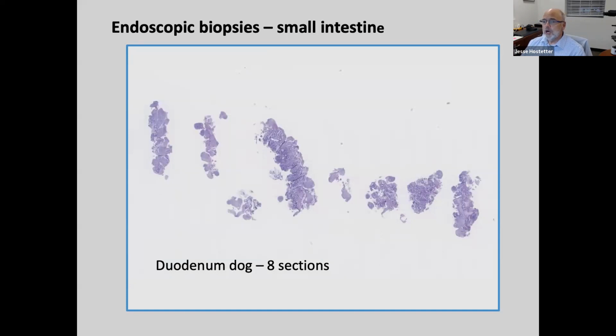This is duodenum from a dog, and there's 8 sections here if you count them. I think even at this magnification, we can see that a couple of these don't look so great. There's just not much tissue there for us to evaluate.